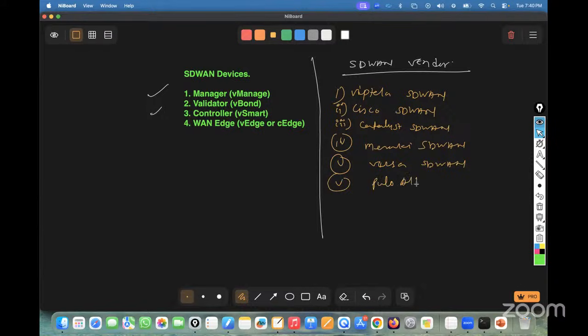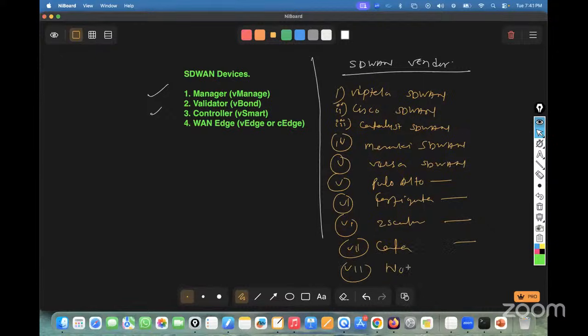Palo Alto SD-WAN. Okay. FortiGate SD-WAN. Zscaler SD-WAN. Cato SD-WAN. A lot of vendors. Nokia Nuage SD-WAN. Silver Peak SD-WAN. Means I can write 20-30 vendor names here. All these vendors are providing SD-WAN solutions.